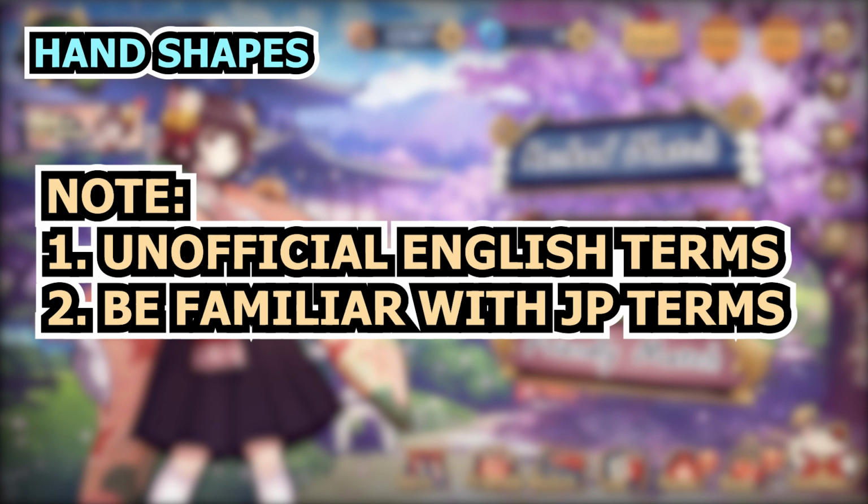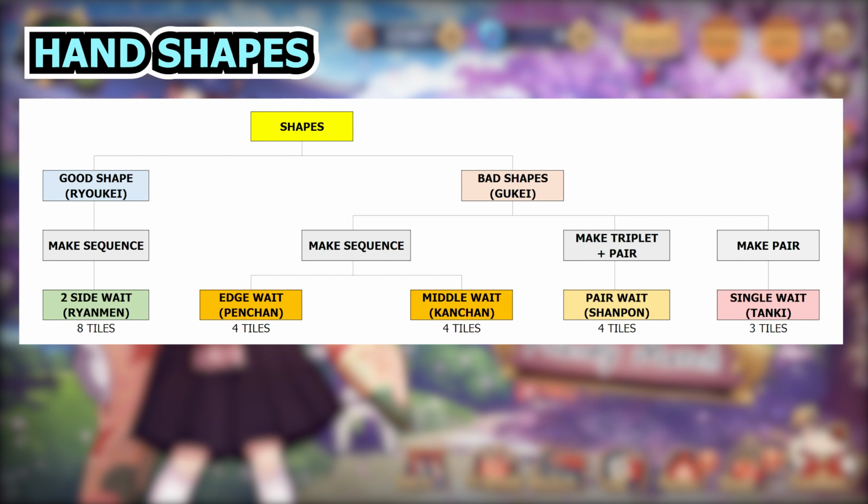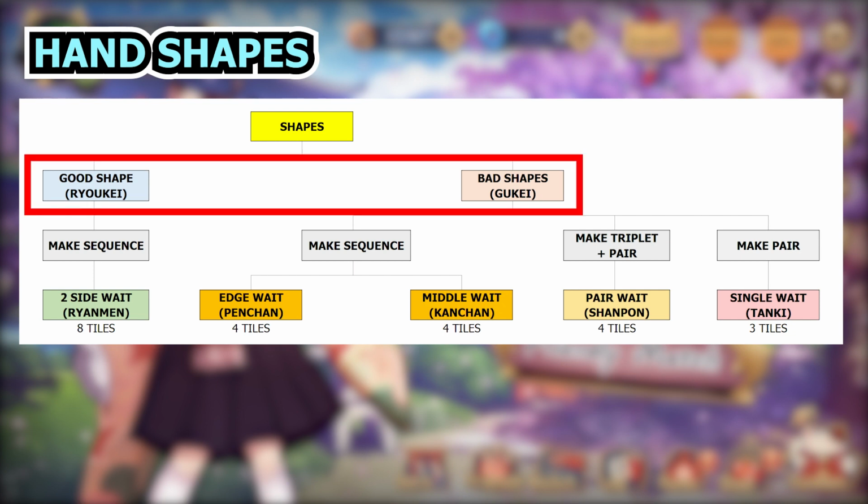A little note here is that I made the English terminologies by myself, so that it's easier for you guys to remember and understand. These are not official English terminologies, and I do recommend you guys to be familiar with the Japanese terms, as it seems that they are more commonly used. We can first divide the shapes into 2 groups, the good shapes, or ryoke, and bad shapes, or guke.